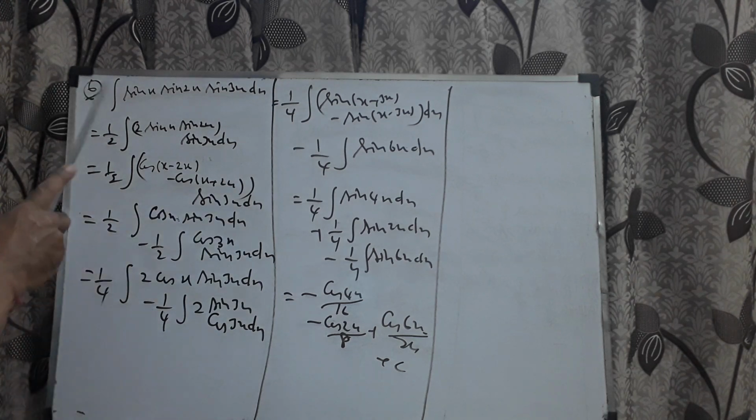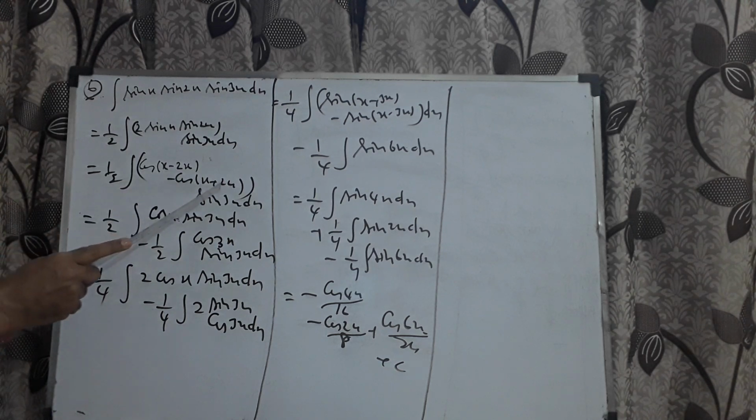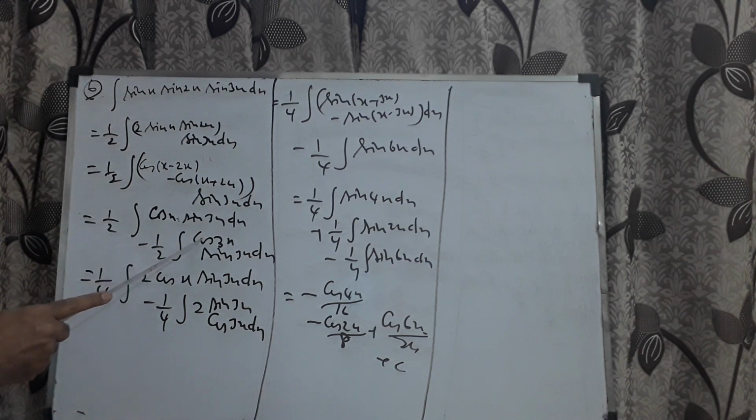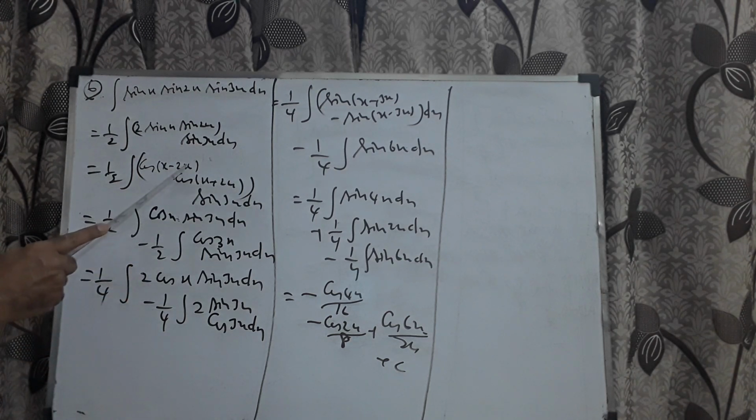You are given integral sin x sin 2x sin 3x dx. Multiply and divide by 2 and clap the first two terms. 2 sin a sin b is cos a minus b minus cos a plus b. Cos x minus 2x minus cos x plus 2x into sin 3x is as it is. 1 by 4 integral cos x sin 3x dx minus 1 by 2 integral cos 3x sin 3x dx. X plus 2x is 3x, x minus 2x is minus x, with cos minus theta being cos theta.